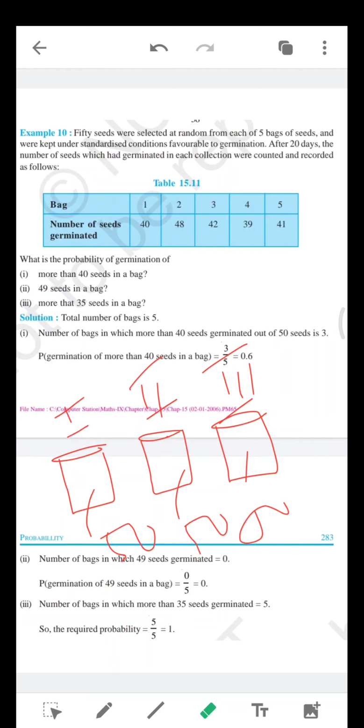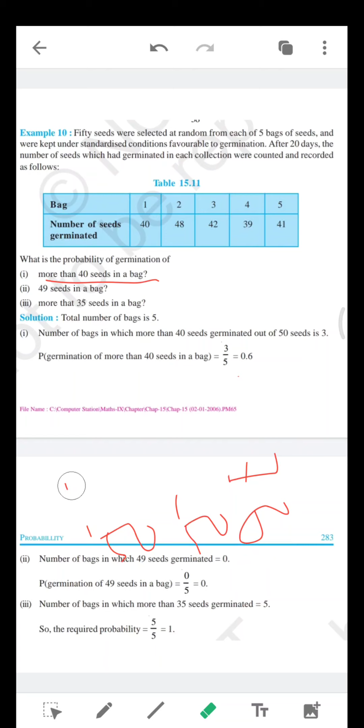Now he is asking you to find the probability. What is the probability of germination of more than 40 seeds in a bag? More than 40 seeds in a bag. How many bags have more than 40 seeds in this? You should see that. Let me erase this so that you do not get confused with it. The first one he is asking: what is the probability of germination of more than 40 seeds in a bag?